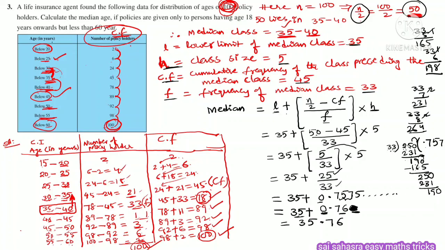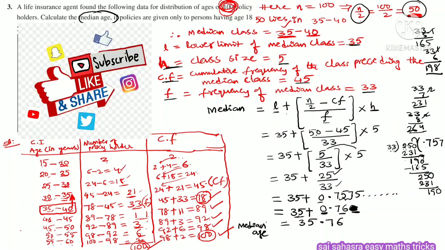This is related to age. They are asking us to calculate the median age, so we will write: median age is equal to 35.76. Since age is in years, 35.76 years. This is the end of the third question.